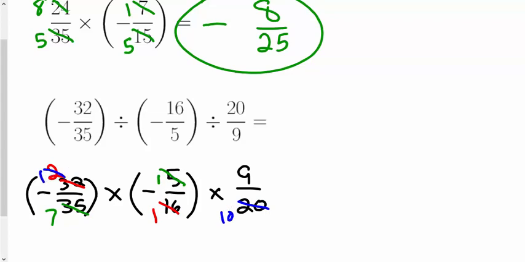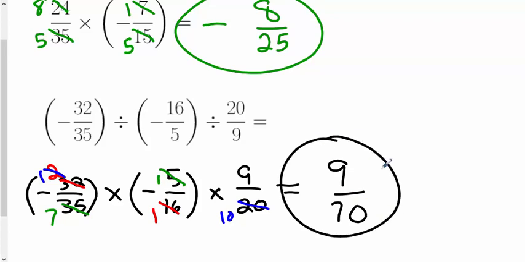And now I can multiply all of these. I've got a negative times a negative, that's positive, and then that positive times a positive is also positive, so the answer for this is going to be a positive fraction. 1 times 9 is 9, and 7 times 1 times 10 is 70. So the answer is 9/70. And that is how you multiply and divide with rational numbers.